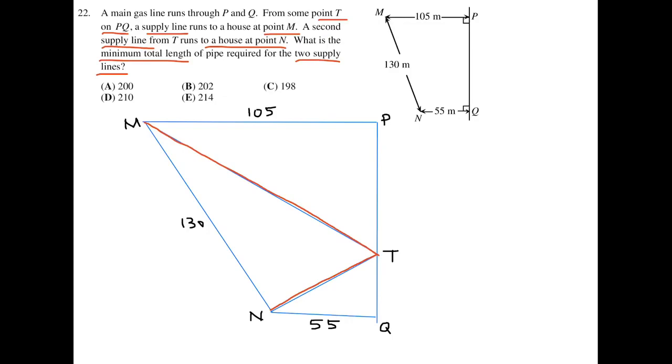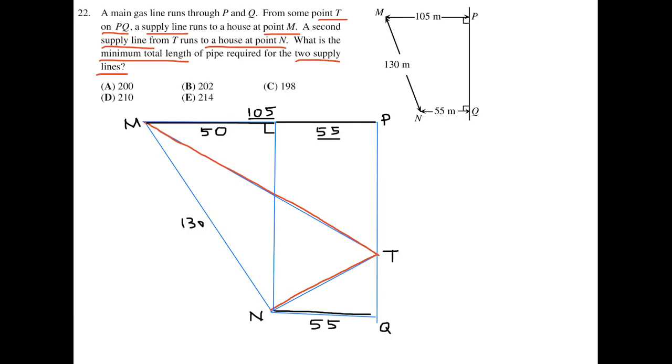All right, so the first thing I want to do is draw a perpendicular from N all the way up to the top like that. And therefore that will be at a right angle. And then if this is 55 here, this is going to be 55 right there. And therefore this is 105 minus 55, which is 50. All right?